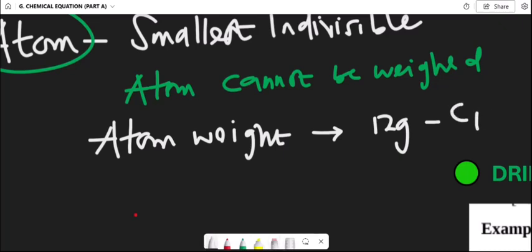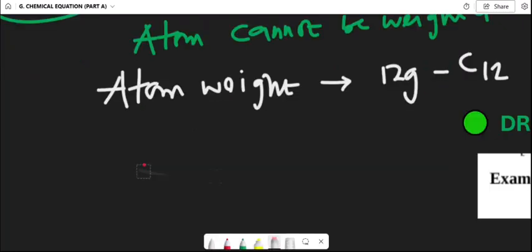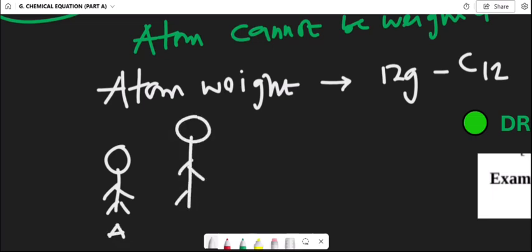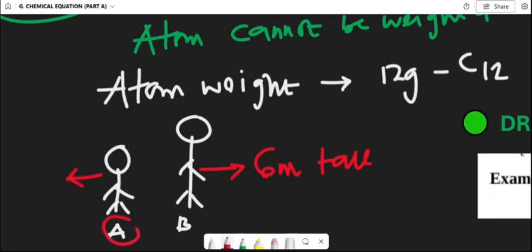Okay, let me give an example of what this actually means. Let's assume I want to know someone's height, and I don't know it. Let's say we have someone a little bit shorter, which is A, and someone tall, which is B. I actually know that B is 6 meters tall, but I don't know the height of A. But I can get the height of A if I compare it to B. So I will know that A can never be greater than 6 meters tall, but rather falls between 4 to 5 meters tall. And that's how they get the atomic weight of an atom.